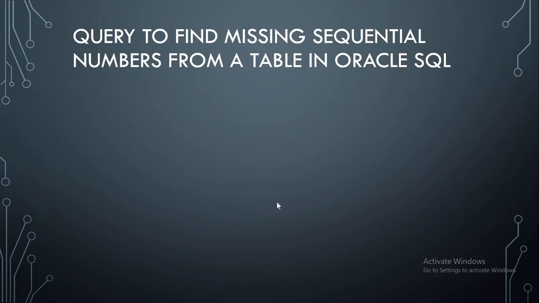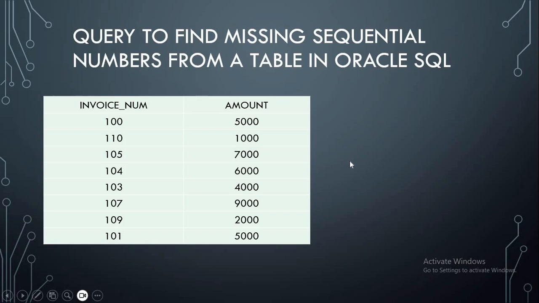Hello everyone, in this video I'll write a query to find the missing sequential numbers from a table in Oracle SQL. So let's start. We'll take one invoice table where we have the columns invoice number and invoice amount, and here the invoice numbers are sequential numbers starting from 100. So the invoice numbers are 100, 101, 102, 103 and so on. But here some numbers are missing and we have to find out those numbers using the SQL query.